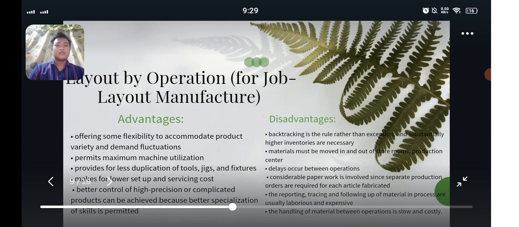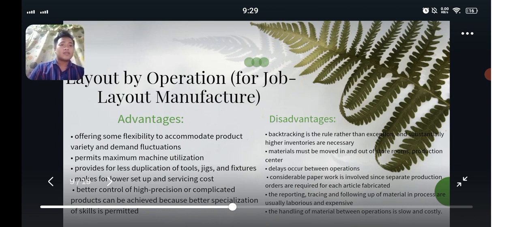The last one is better control of high precision complicated products can be achieved because better specialization or skill is permitted. Then the disadvantages: backtracking is the rule rather than extension, and substantially higher inventories are necessary.